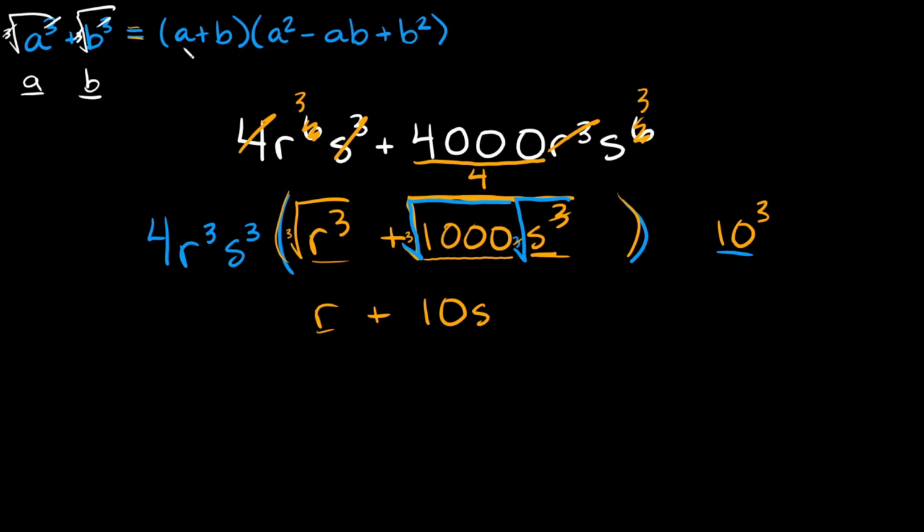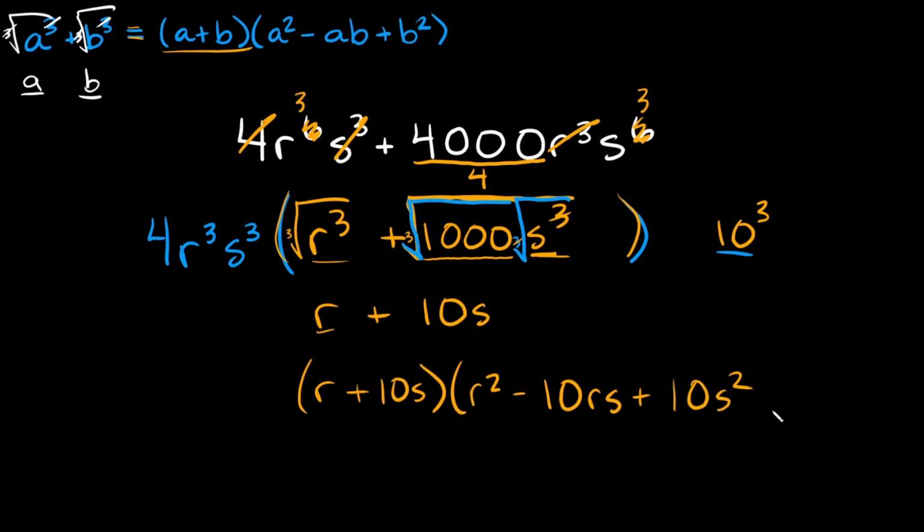So it's going to be equal to A plus B in parentheses, okay? So r plus 10s, and then our other one is A squared, so r squared, minus A times B, so minus r times 10s, so we can write that as 10rs, okay? And then plus B squared, so plus 10s squared, right? Plus, now this is the tricky part. Don't just write it as 10s squared like that, okay? Because here it looks like you're just squaring the s, but in reality what we're doing is taking this whole thing, right? Because this whole thing is our B term, and we're squaring that, okay?